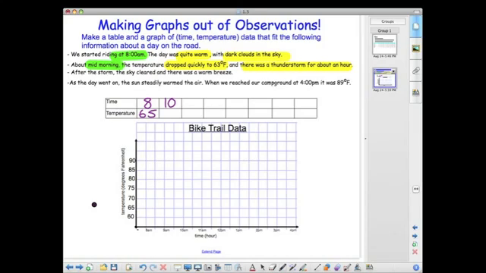And then it says there was a thunderstorm for about an hour. So that brings us from 10 a.m. to 11 a.m. and from 63 degrees and maybe even down to 60 degrees as a thunderstorm, the rain from the thunderstorm cools the air temperature surrounding the biker's trail.